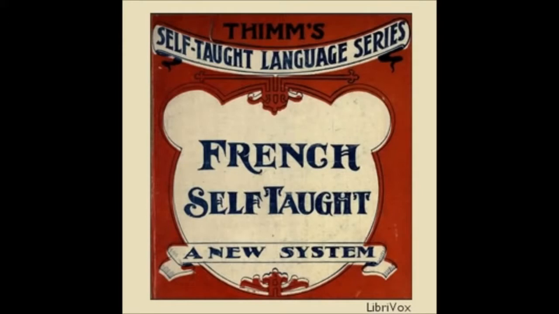Imperfect, that I might give. Que je donnasse, que tu donnasses, qu'il donnât, que nous donnassions, que vous donnassiez, qu'il donnasse. Pluperfect, that I might have given. Que j'eusse donné, que tu eusses donné, qu'il eût donné, que nous eussions donné, que vous eussiez donné, qu'ils eussent donné.